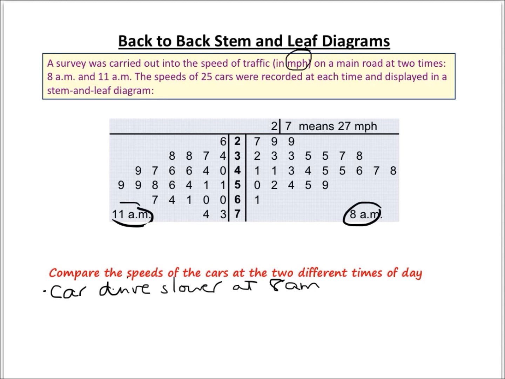We could take a look at the spread of the data. So let's look at 8 a.m. first of all. Now the minimum speed at 8 a.m. was 27, and the maximum speed was 61. So to get the range there, I'm going to subtract the minimum from the maximum, and that gives me a range of 34. Now let's look at the range at 11 a.m. So the minimum value at 11 a.m. was 26, and the maximum value was this one here, the last one, 74. So if I subtract those two, I get a spread of 48, or a range of 48. So the range at 11 a.m. is higher than the range at 8 a.m. So that means that the speeds were more consistent at 8 a.m. because they had a smaller range.